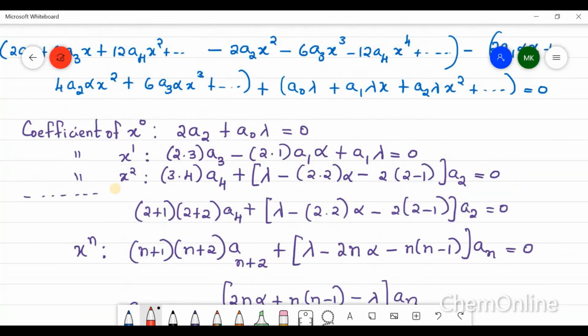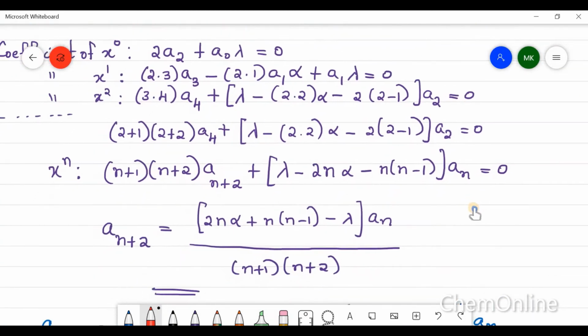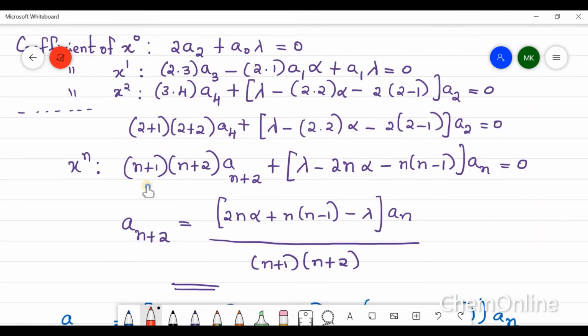Similarly, you have to take the coefficient of x square. The first term is 12a4x square. So 12 can be written as 3 into 4 a4, plus the remaining terms, lambda minus 2 into 2 alpha minus 2 into 2 minus 1 into a2 equals 0. Now this can also be written as 2 plus 1 into 2 plus 2 a4 plus lambda minus 2 into 2 alpha minus 2 into 2 minus 1 into a2 equals 0. So similarly, the coefficient for x raised to n will be n plus 1 into n plus 2 into a n plus 2 plus lambda minus 2n alpha minus n into n minus 1 into a n equals 0.